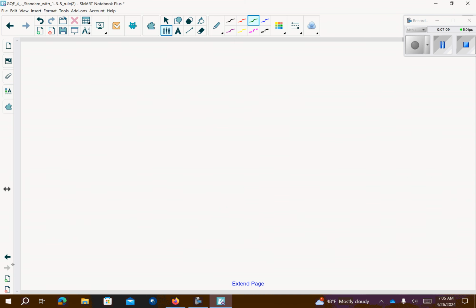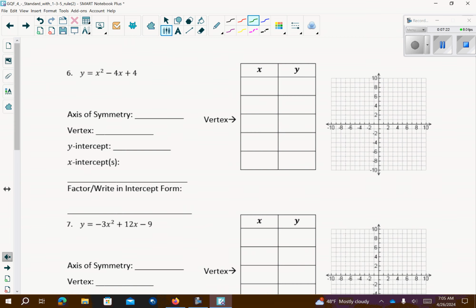So for 4, 5, and 6, make sure you just watch what I'm doing at the board. Maybe pause your video now while I work out these at the board. And then we're going to go to the notes. So back to the notes.